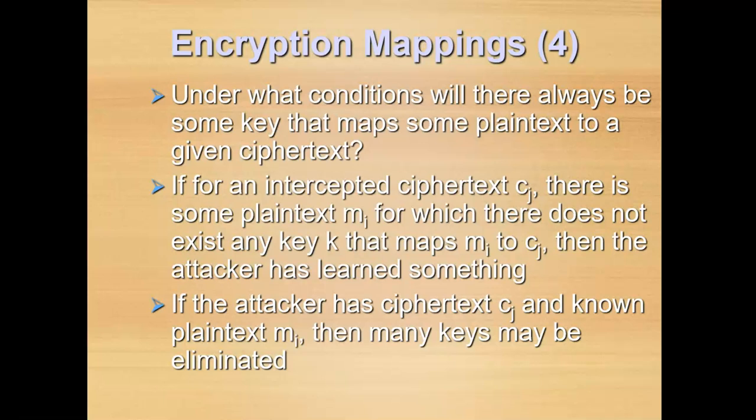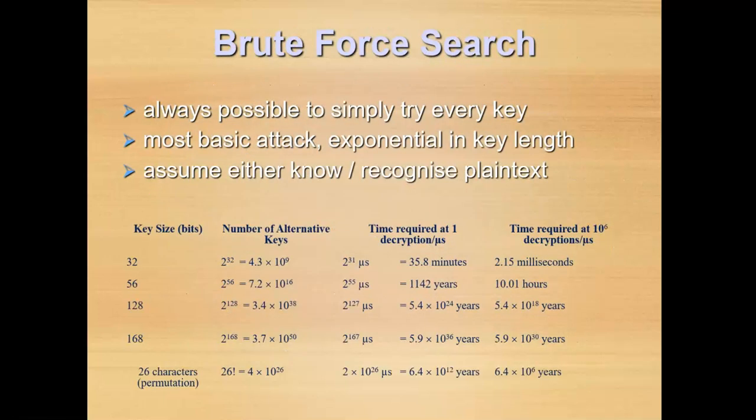Similarly, if the attacker has ciphertext Cj and known plain text Mi, then they can easily eliminate many other keys. So these are all the different key mappings, encryption mappings used here. And the next type of attack is the brute force search attack. Here, every key will be substituted and they try to find out what ciphertext is generated. They try different plain text and, using some key, try to generate ciphertext. If the ciphertext generated is the same as the one they have obtained, they can say that this is the actual key, right?